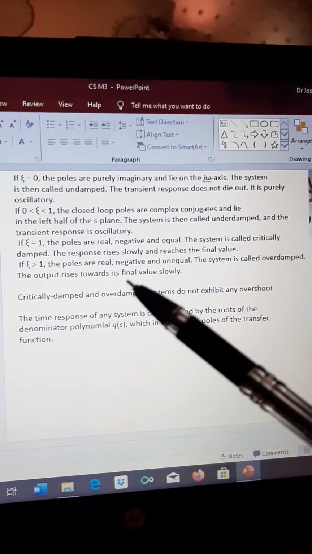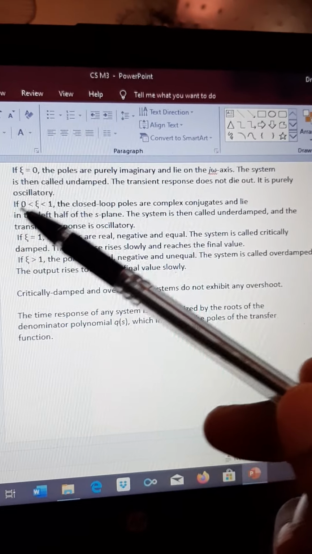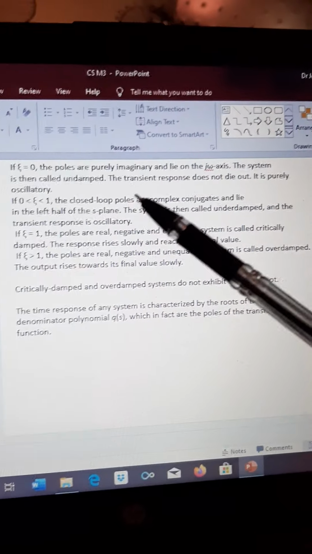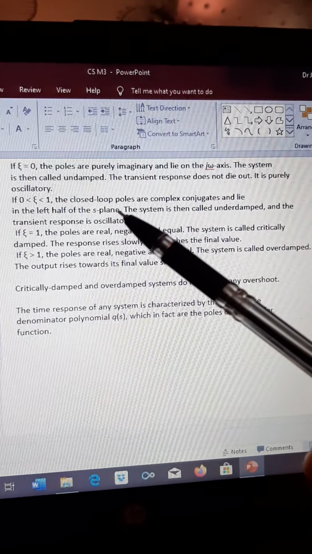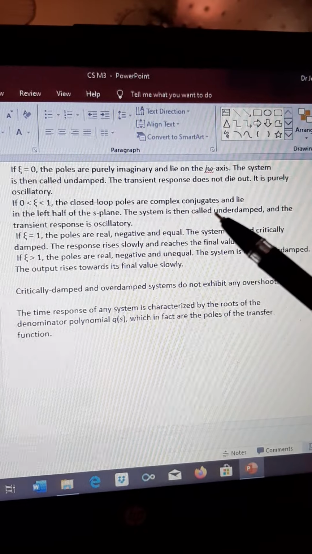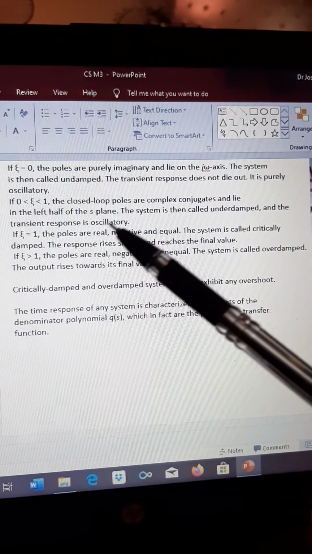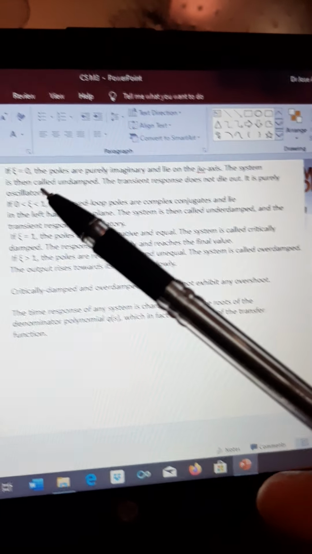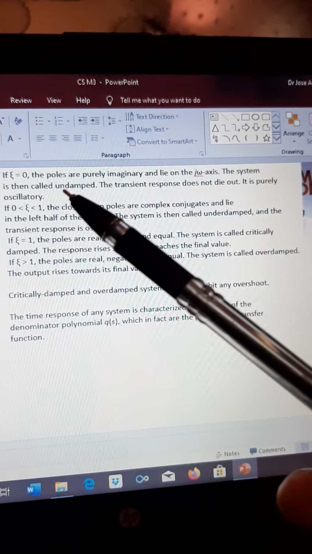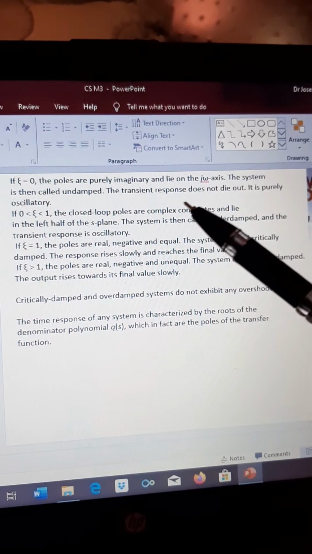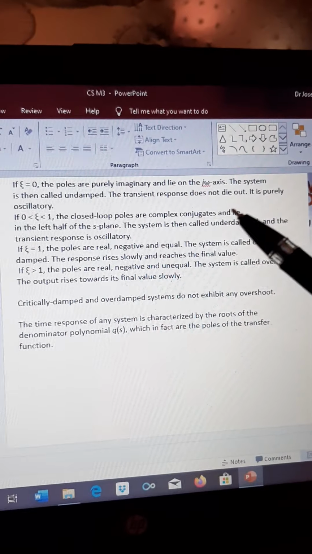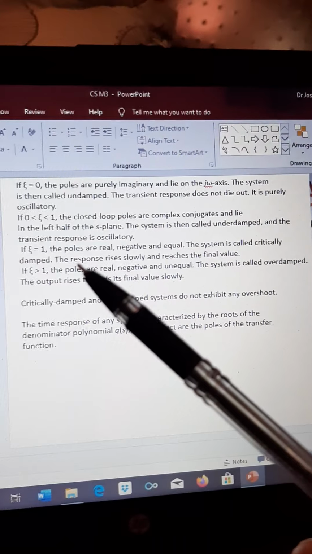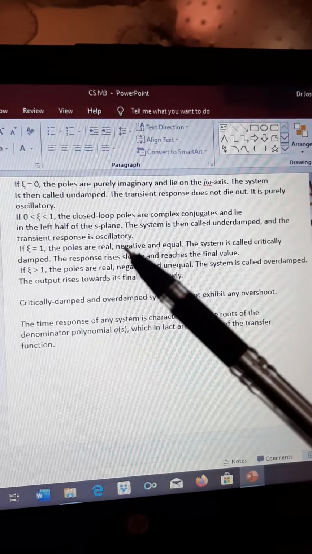If xi is between 0 and 1, the closed loop poles are complex conjugate and lie in the left half of the s-plane. The system is then called underdamped and the transient response is oscillatory. When xi is 0, the system is called undamped, the transient response does not die out, and it is purely oscillatory.